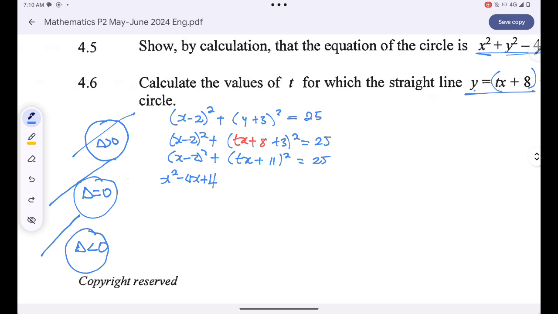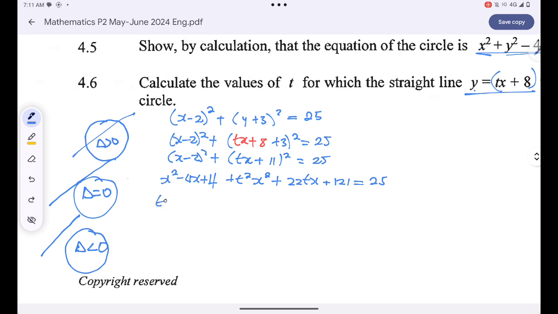x squared minus 4x plus 4. And then over there, you'll simply have plus t squared times x squared plus 22tx plus 121. This is equal to 25. Are you together? Okay, and then let me try to group the like terms.